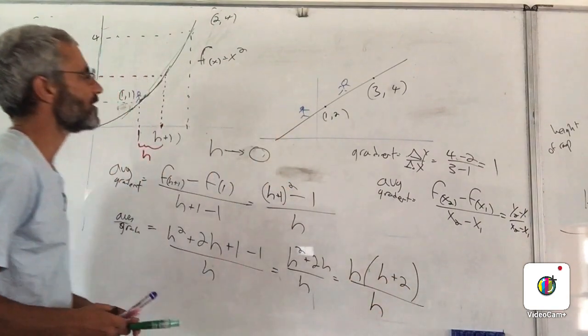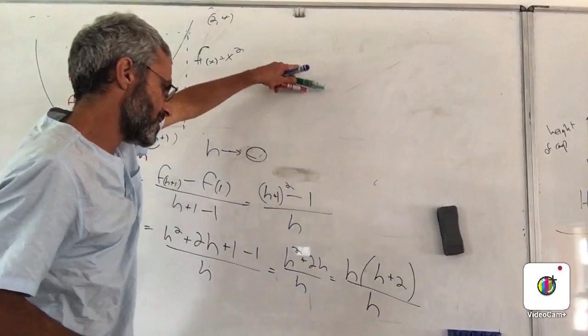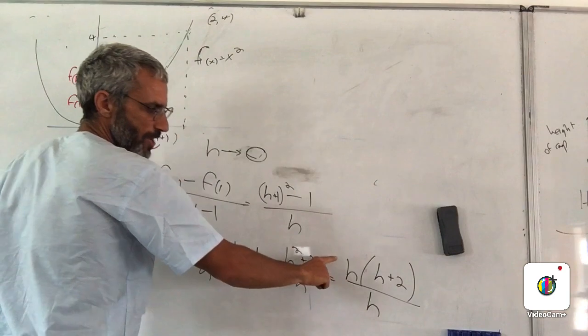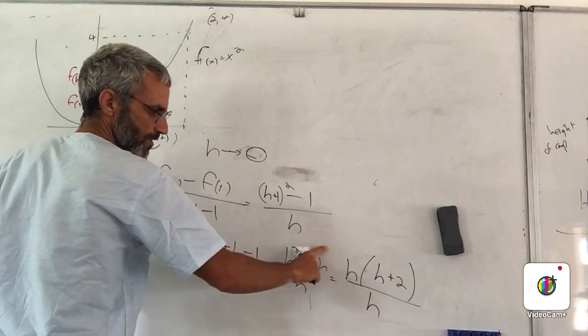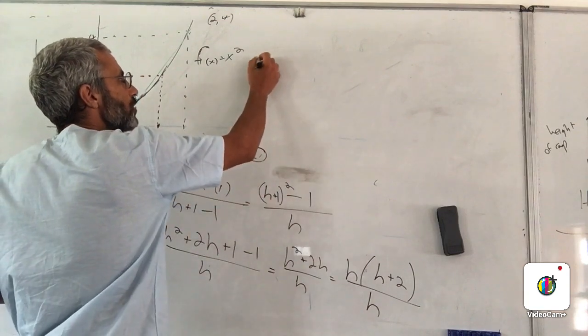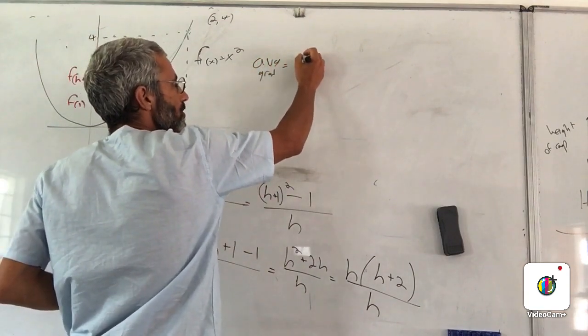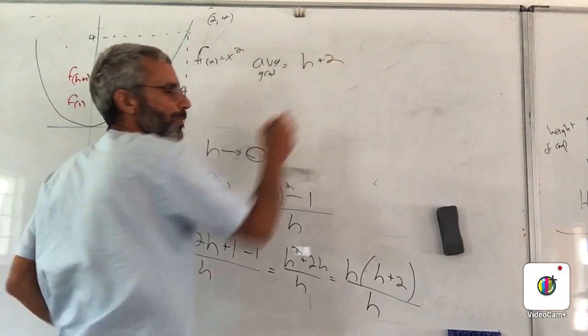H, okay. I need some new space. Let me just clear some space over here. So what are we doing now? You tell me. Cross cancelling the h. So in other words, the average gradient is equal to h plus 2.